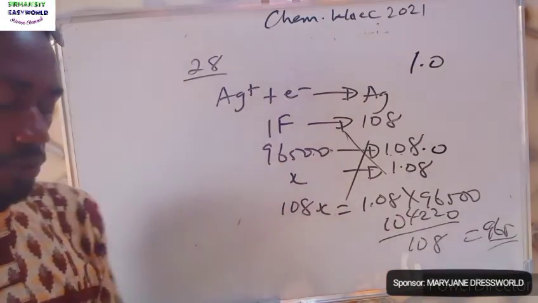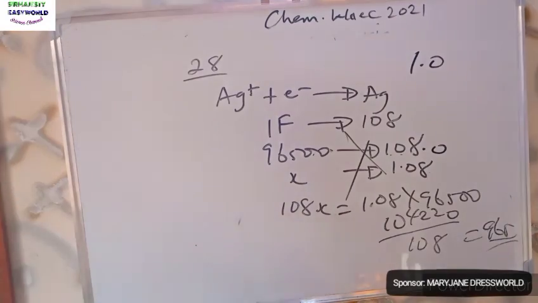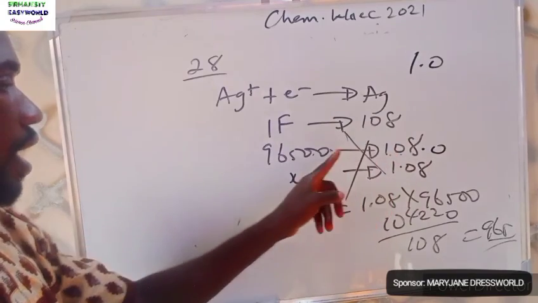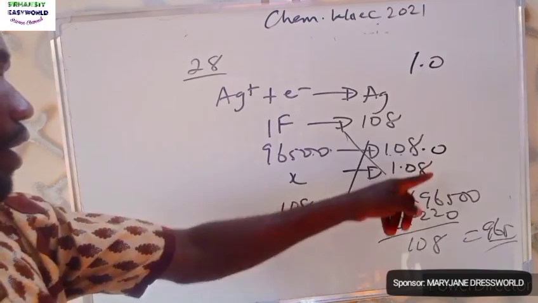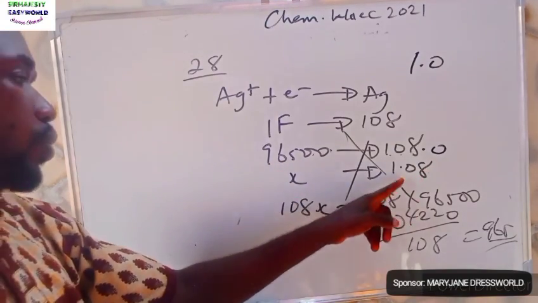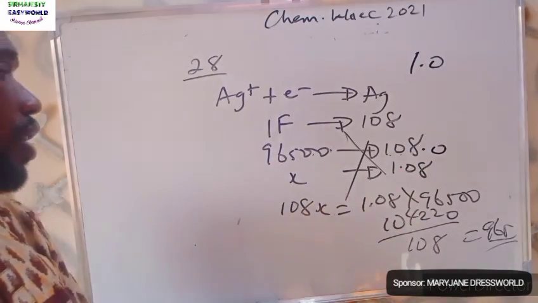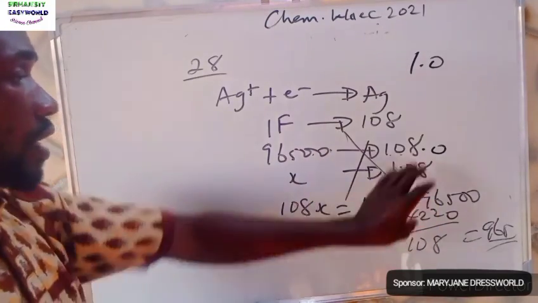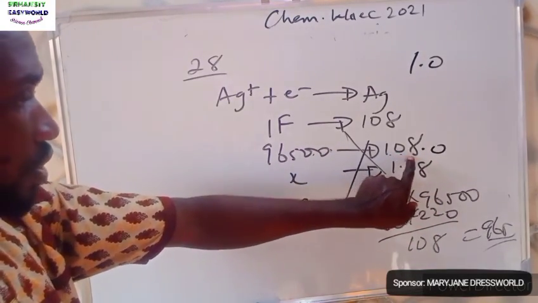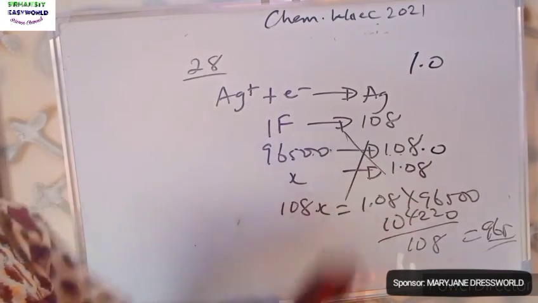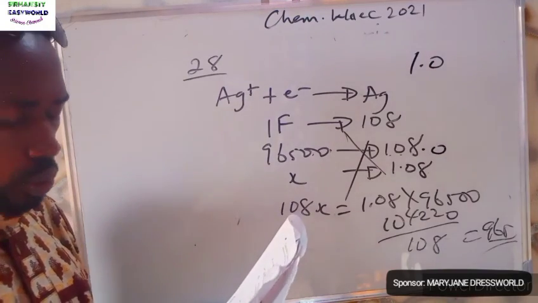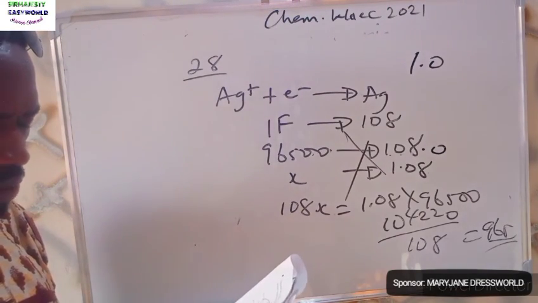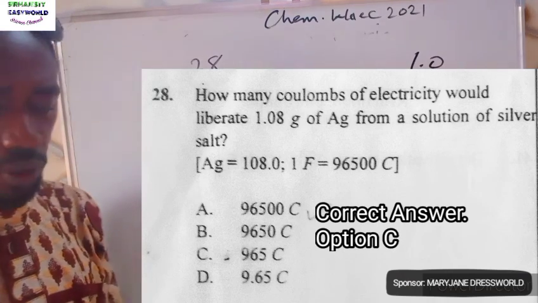But I've taught you how to get it even without pressing your calculator. Shifting of points. If the point was shifted 2 places behind here, I'll come here and shift it also behind 2 places. 1, 2. Meaning 108 gave me 96,500. What will 1.08 give me? It will automatically shift the point. This is only applicable when they are of the same digits but having different positions for the points. Okay. Then the next question, number 29. So the answer to number 28 is C, 965 coulombs.